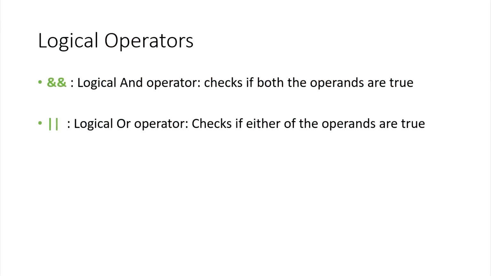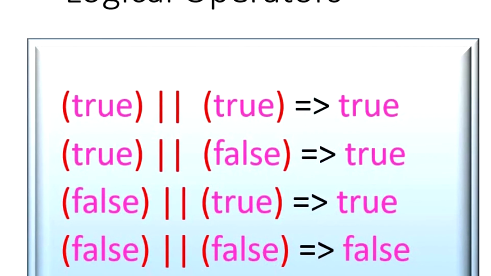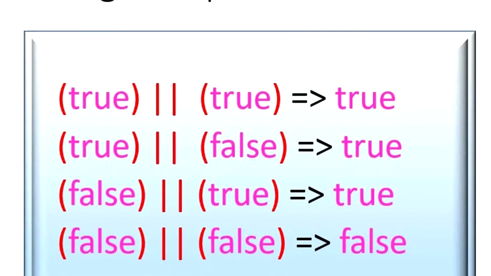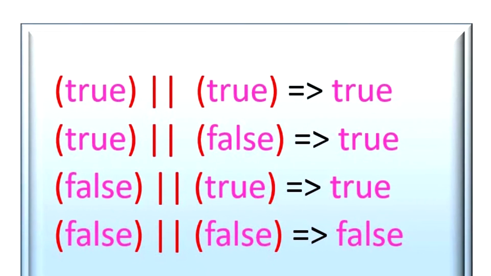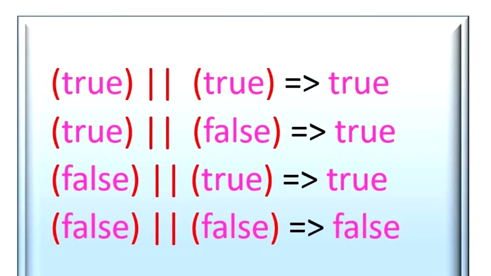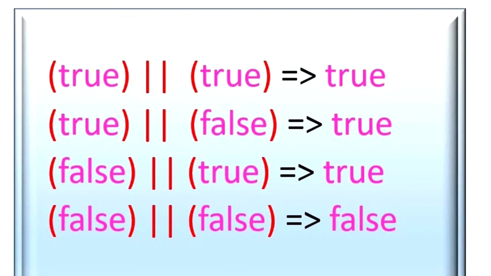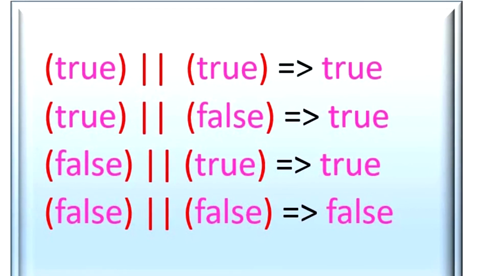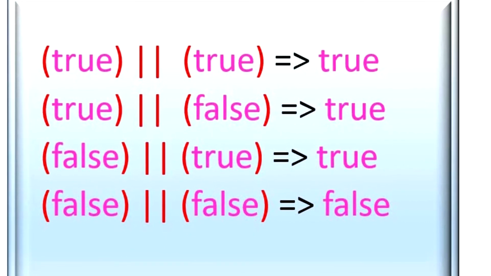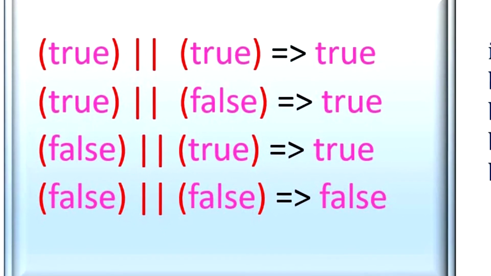Logical OR is represented with two pipe symbols. OR operation checks if either of the two operands are true. Only if both the operands are false, the OR operation will return a false. Otherwise, it always returns a true. Also, it is important to note that if the left operand is already a true, the OR operator will not bother checking the operand at the right.